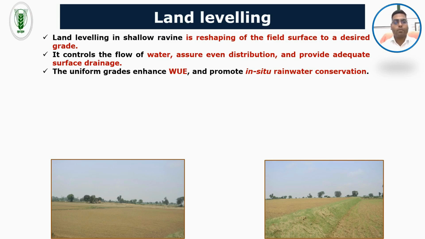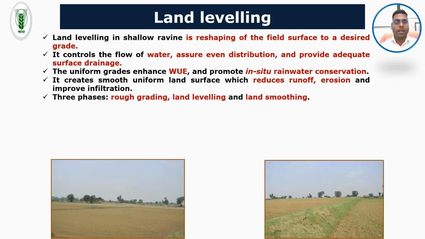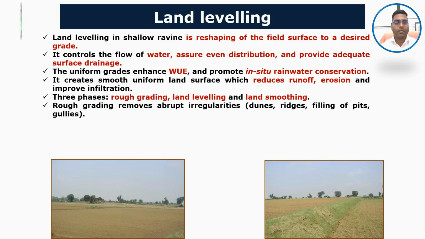The uniform slopes enhance water use efficiency and promote in situ water conservation. It creates a uniform land surface, which ultimately reduces runoff and erosion and improves infiltration. In land leveling there are 3 phases: rough grading, land leveling and land smoothing.